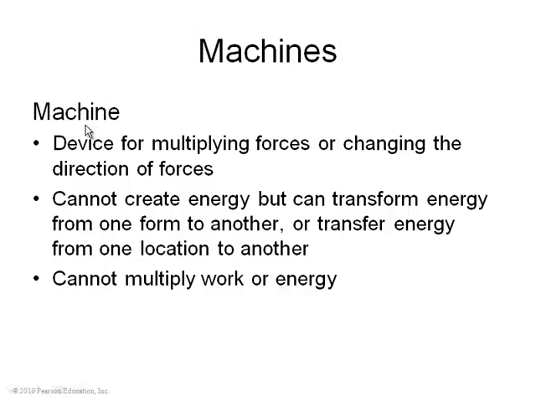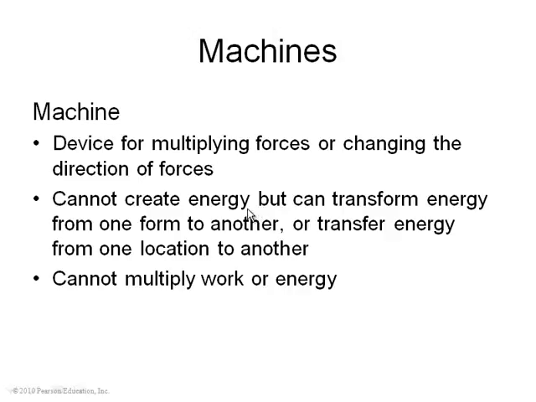Here we're going to talk about machines. Machines are devices that can either multiply forces or change the direction of the forces. Multiplying forces means a machine will help you do something you couldn't do otherwise, like something that would take 50 newtons, you could do with 10 newtons. Or it can change the direction of the force. If the force is acting in one direction, you could change it to make it go in another direction.